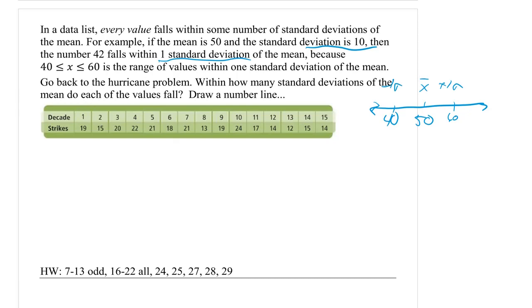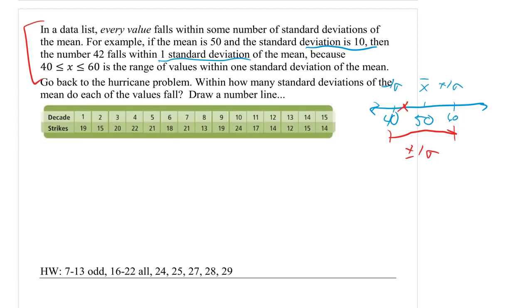So what I've done is I've created a range of values, okay? Now 42 on my number line would fall somewhere in here, right? It's sitting right there. And that falls within one standard deviation of the mean, because this spread right here is plus or minus one standard deviation from the mean. All right, that's the idea. That's what's going on in this paragraph right here. So now what we're going to do is set up a graph like what you're looking at here, a histogram for the data for the hurricane strikes.